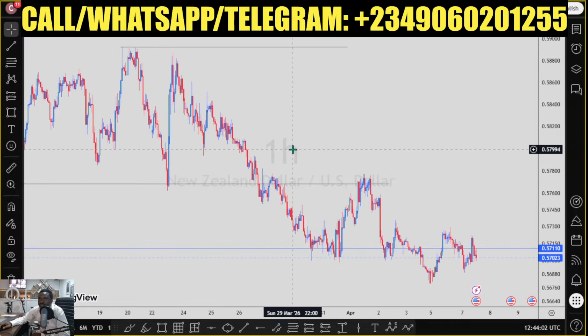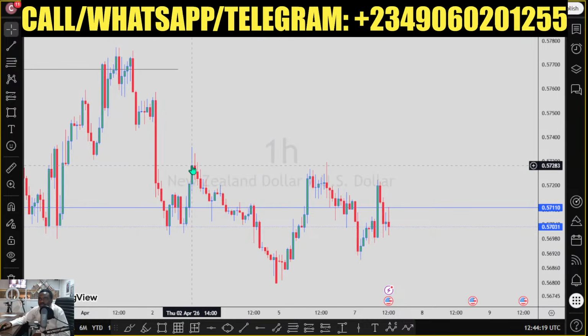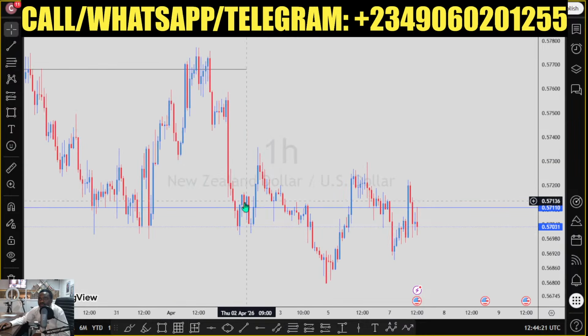So you can see that. Lower highs, lower low. Now let's check it properly here. What do we have here? Lower high, break of structure, lower low. Lower high. What are we expecting? Break of structure for a lower low. Yes.